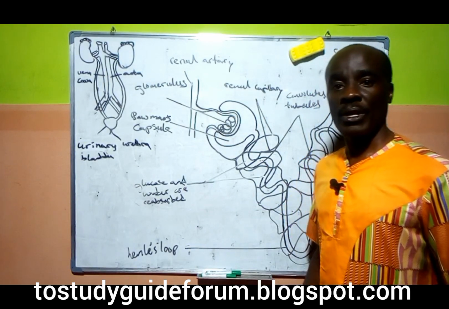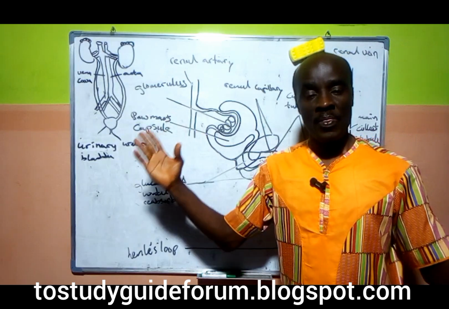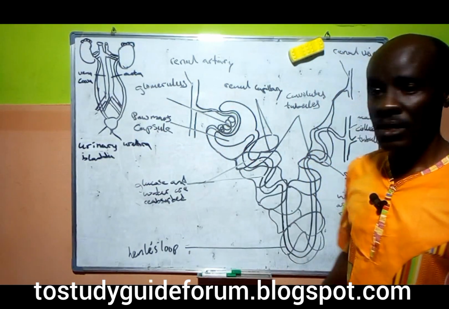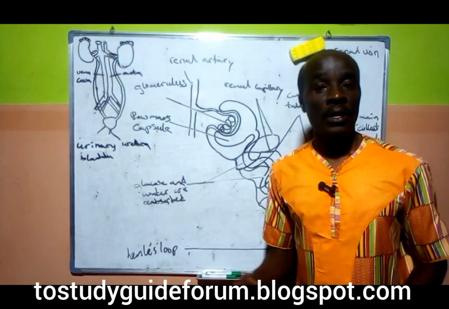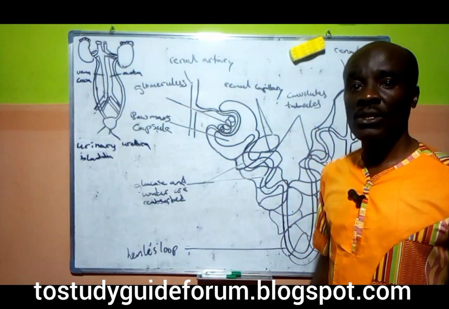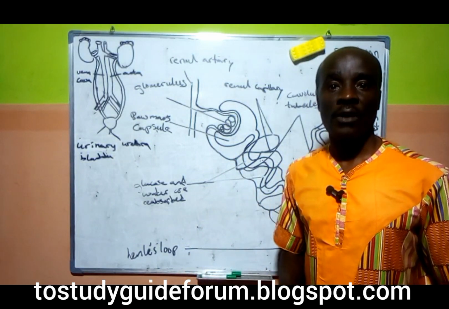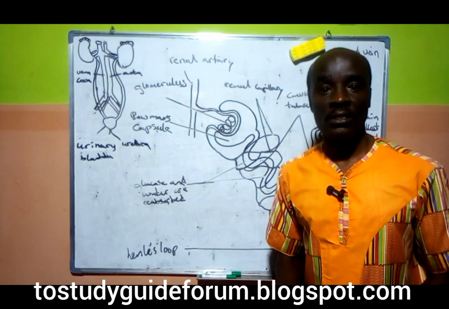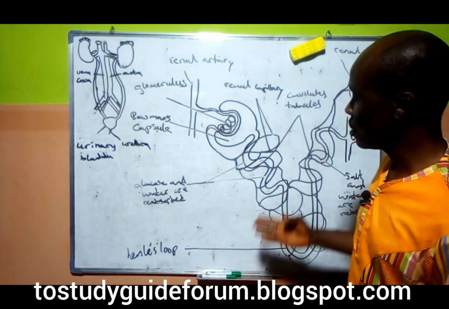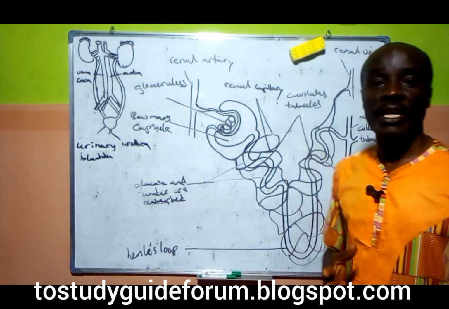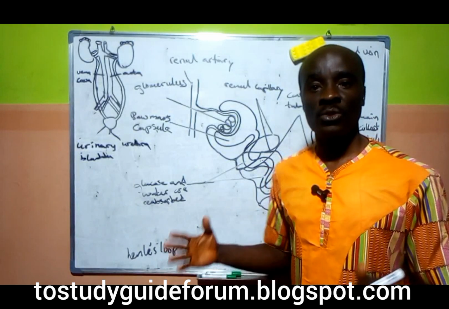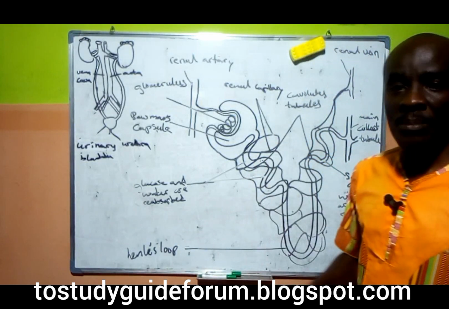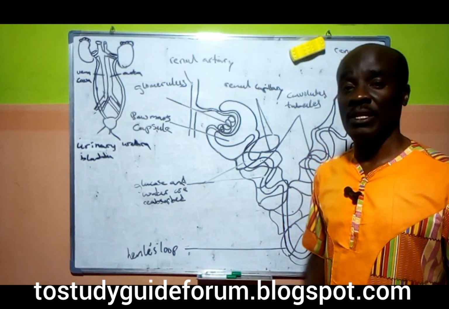Here we'll be looking at the urinary tubules. Now, this is the basic structure of what? Of the kidney. The urinary tubule is the basic structure of the kidney because this is where the excretory function and osmoregulatory function takes place. There are millions of them in the kidney.